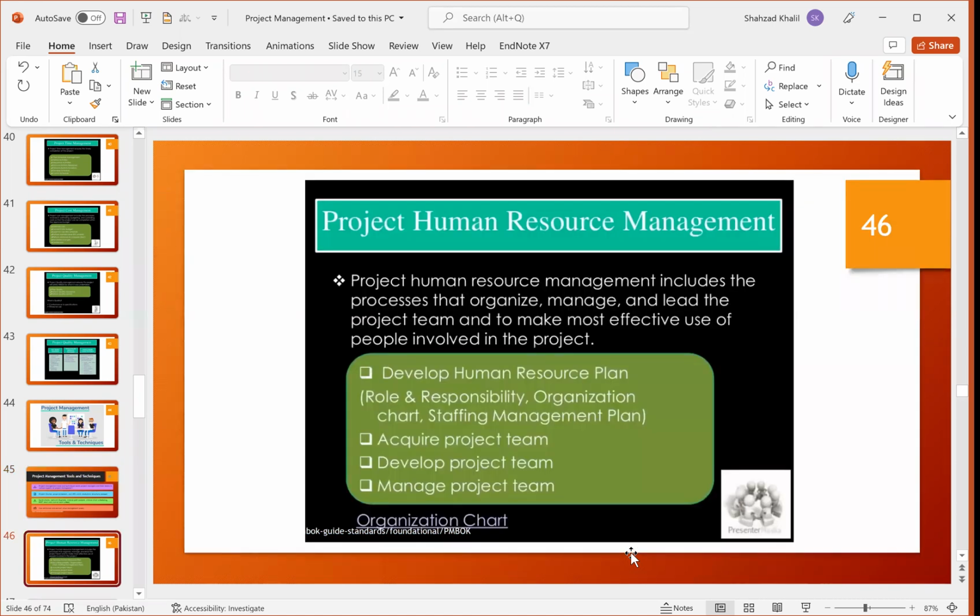Then the project human resource management. It includes the processes that organize, manage, and lead the project team and make the most effective use of the people involved in the project. It develops human resource plan, roles and responsibility, organization chart, staffing management plan. Then they acquire project team, develop project team, and manage project team. There should be an organization chart for this.